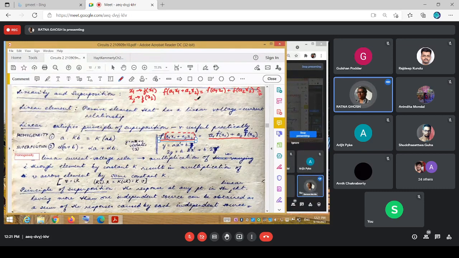And then f of a1 x1. F of x1 gives you f of x1. By the way, this is also f and this is also f, the script F and this discrete f. So f of a1 x1, you would apply homogeneity here, and that would give you a1 times f of x1 plus a2 times f of x2.